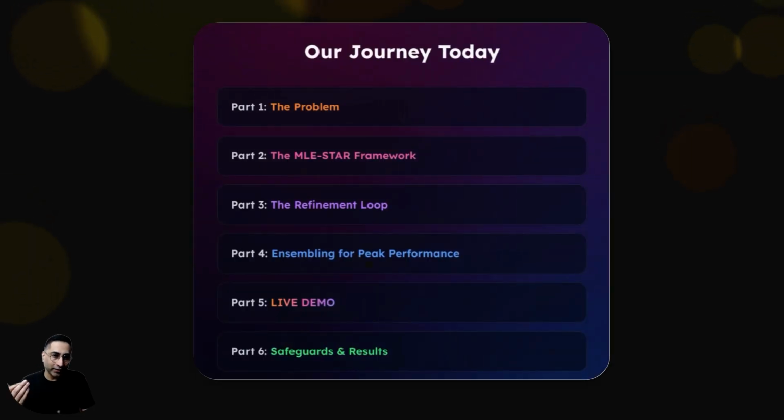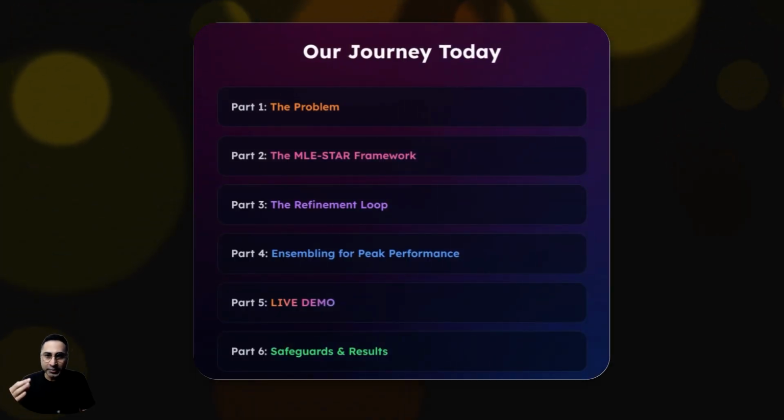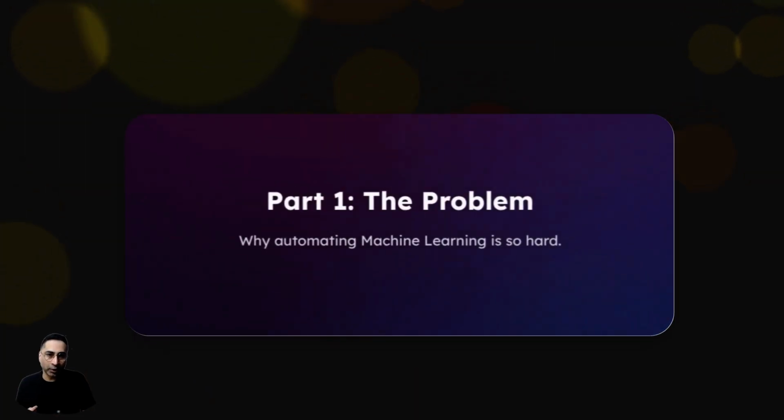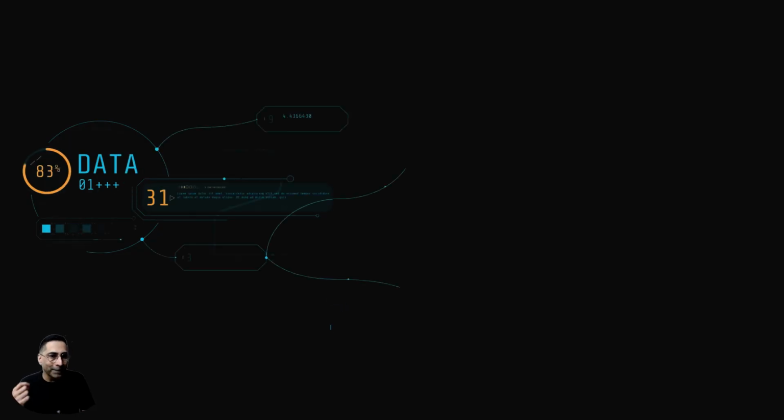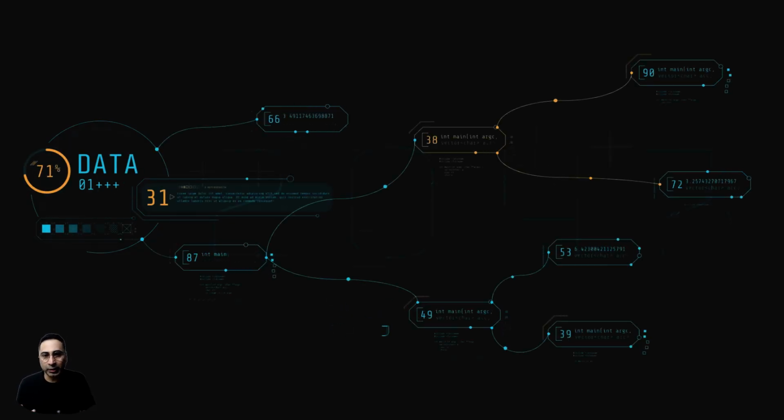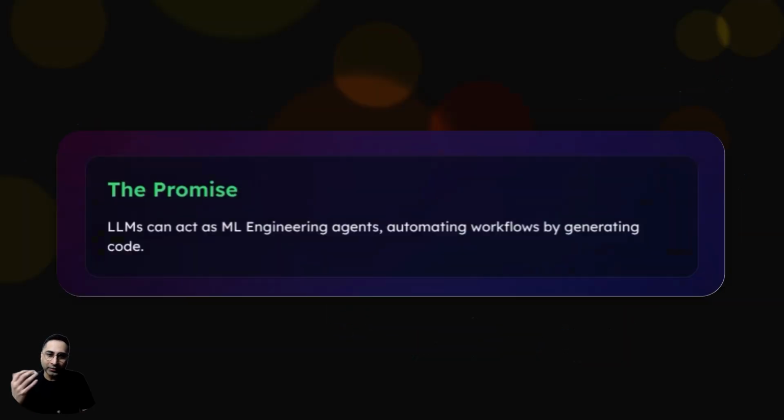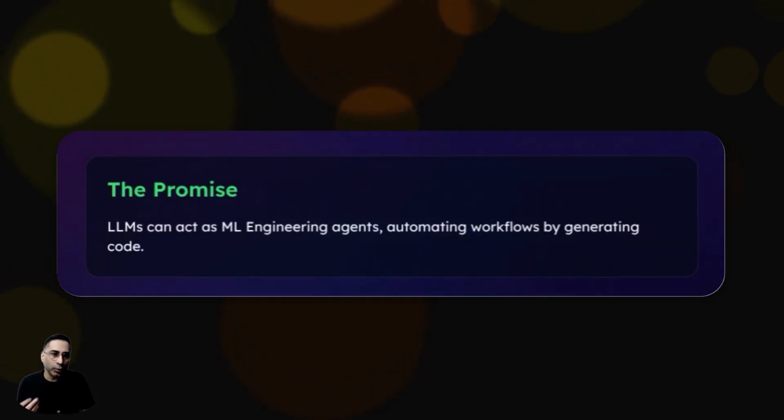To understand how incredible this system actually is, here's our journey for today. So let's start with the first part, which is the problem. As we all know, building truly high-performing machine learning models is incredibly challenging. It's a process that's complex and demands a huge amount of manual effort. And this is why naturally we have turned to AI for help.